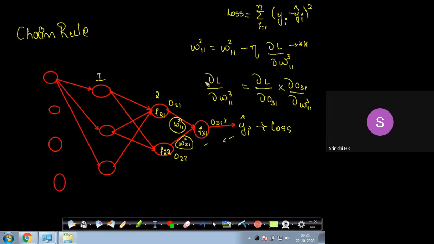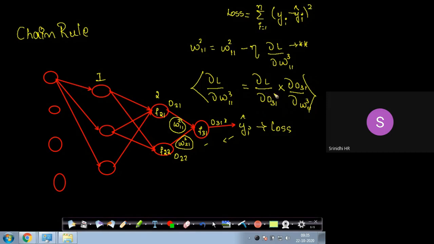It is the chain rule, guys. Just observe here. If I cross multiply, this gets cancelled, and this O31 gets cancelled. What will I be getting? Derivative of L divided by the derivative of W11 power 3, same as this. Are you understanding this? Yes, sir. If I just cancel, the same thing remains, so this can be represented like this.